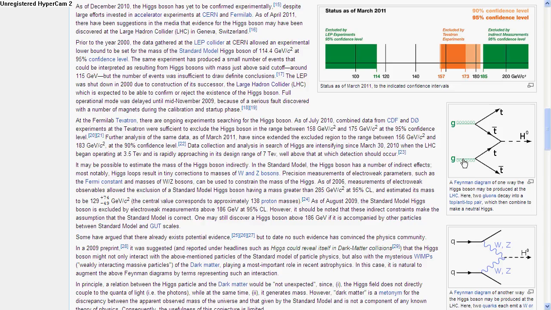But another interesting thing about the Higgs, this particle is all crazy, is that it's its own antimatter particle. I really don't know how that's possible. Nothing I can find really sheds any light on that.